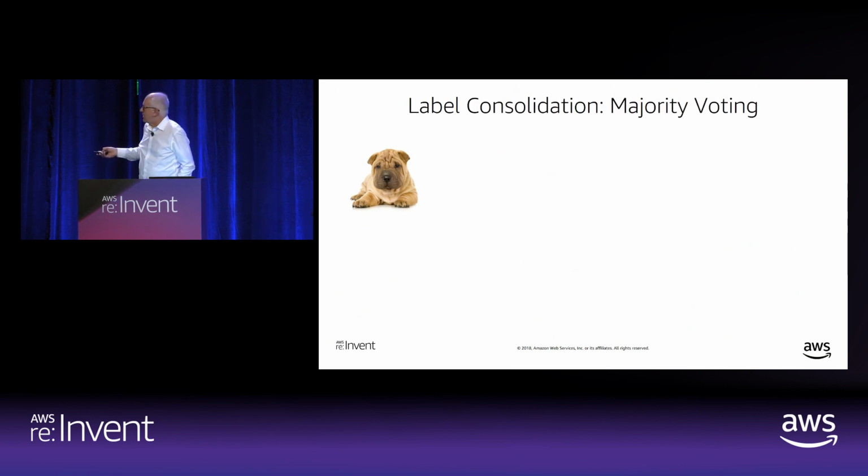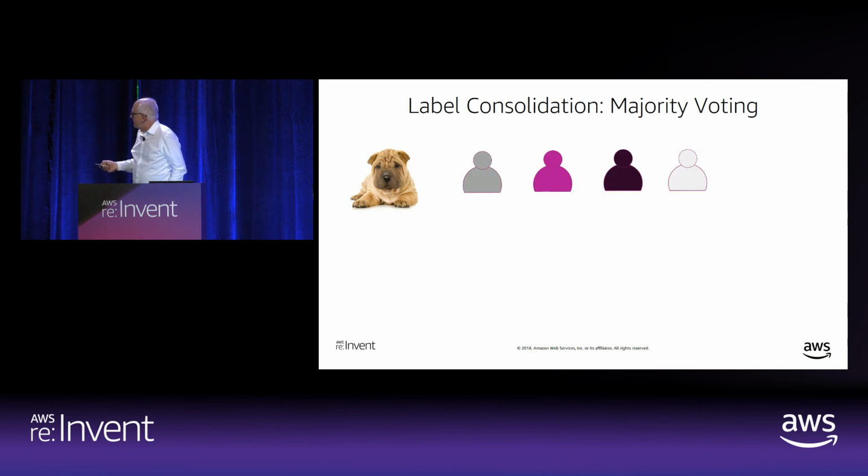So does anyone here know what kind of puppy this is? What breed of puppy? Shout it out. Shar-Pei, okay. So let's see what our annotators are saying. We have 4 annotators here, and the first one is Mario. It says Bulldog. Then there is Anne, who says Shar-Pei.